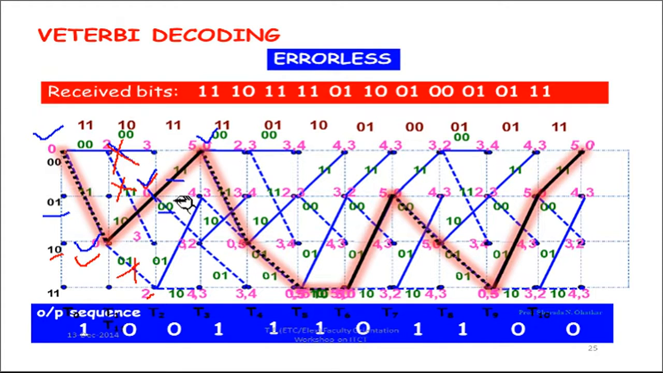0 0 and 1 1, once they are compared, it is showing that the metric value or Hamming distance over here is 2. So 0 plus 2, it will be 2. That's why this path has to be discarded. So the same kind of scenario will be followed till the last.